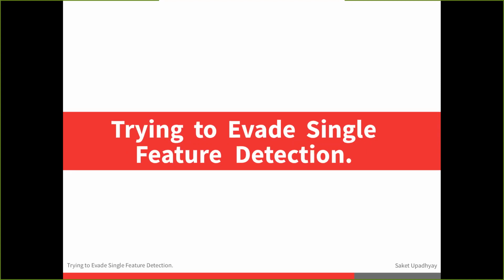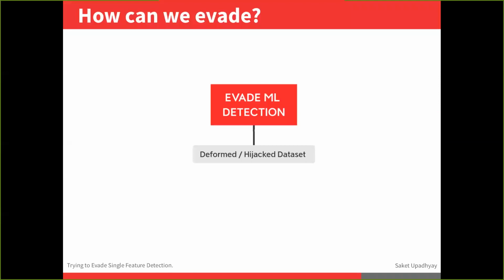After this, we will see why we can use multiple ML models to enhance our detections. So in this part, we will try to evade the ML detection with malware. For evasion, what we can do is hijack the data set. We know we need certain information to train the model, so what if we can hijack and alter something in the data set?